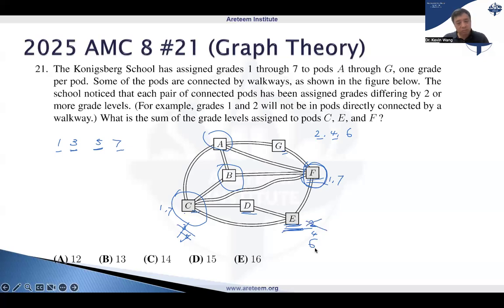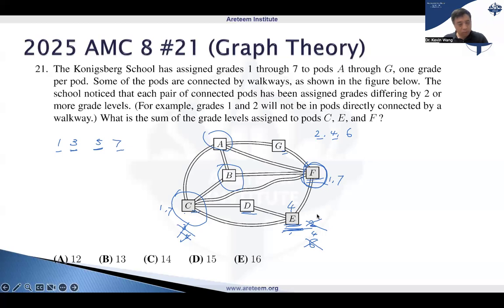Same thing with 6, right? If the 6 is put in E, then it's going to be next to 7 because of the pathways to C and F. One of C and F is going to be 7. So you cannot put 6 there either. That means there's only one way you can put 4 for E.